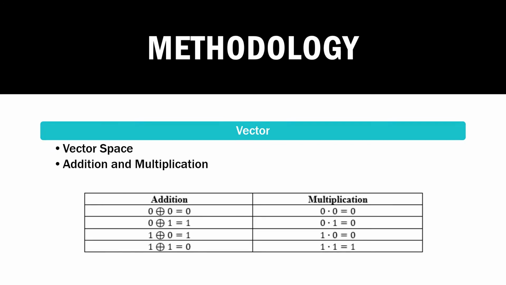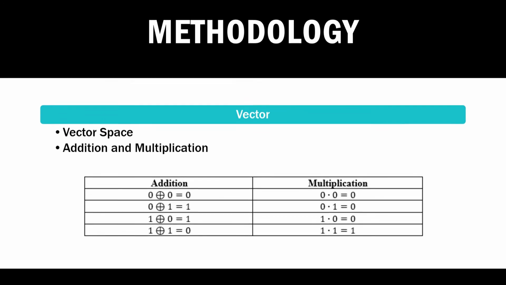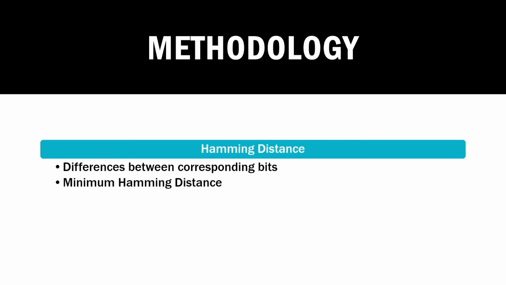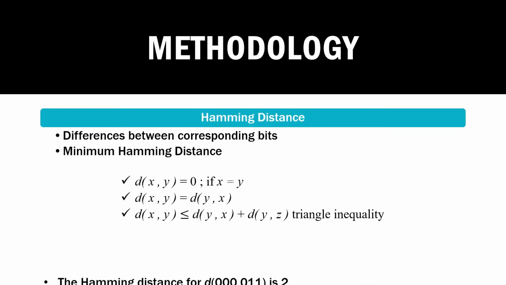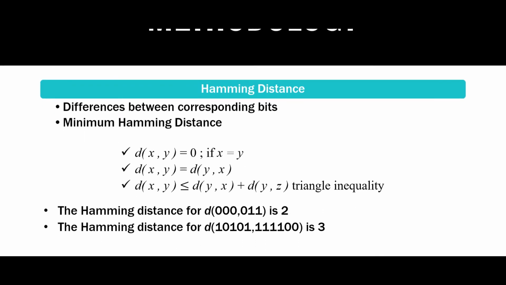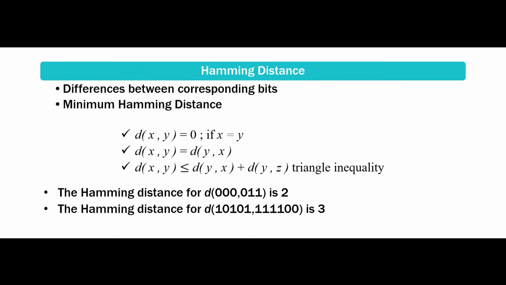Okay, now for the methodology part. The first part is vector space addition and multiplication, as the figure shows. Now into the part of Hamming distance, the difference between corresponding bits. The minimum Hamming distance is as the figure shows, where the Hamming distance for x equals 0, 0, 0 and y equals 0, 1, 1 is 2, and the Hamming distance for x equals 1, 0, 1, 0, 1 and y equals 1, 1, 1, 0, 0 is 3.